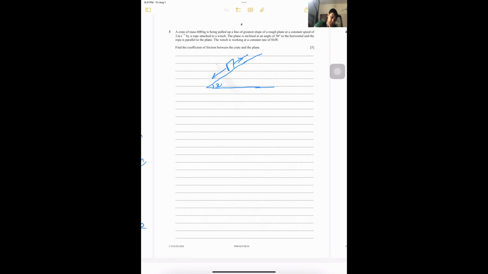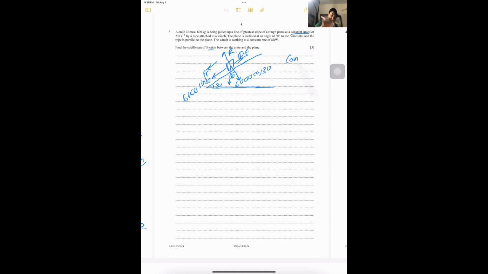There will be one component downward. This is the weight, and this is the cos component of the weight, which is also equivalent to the R. Pulled up a line of greatest slope. So is there any friction? Yes, there is friction. So there will be friction, and another thing would be the 6,000 sine 30, and this will be 6,000 cos 30. I'm just doing the component division, and this is the driving force.